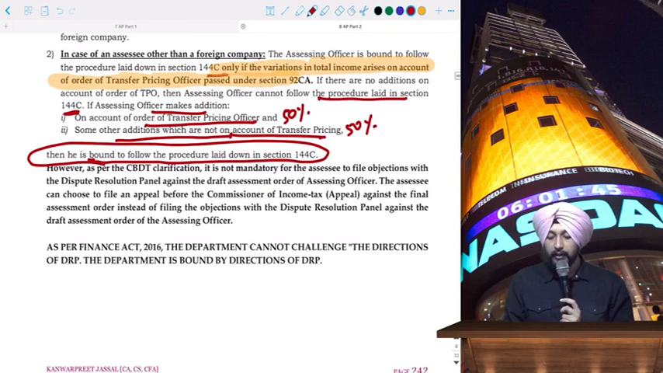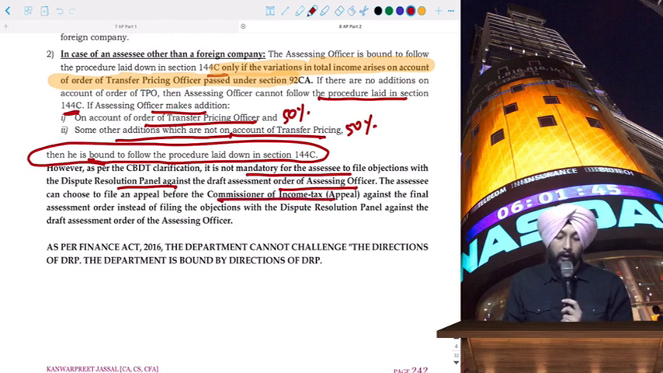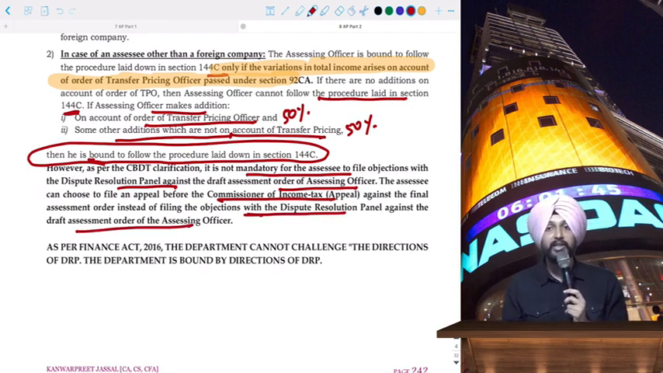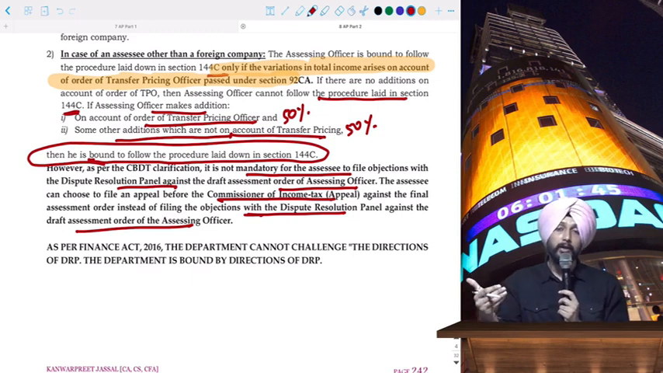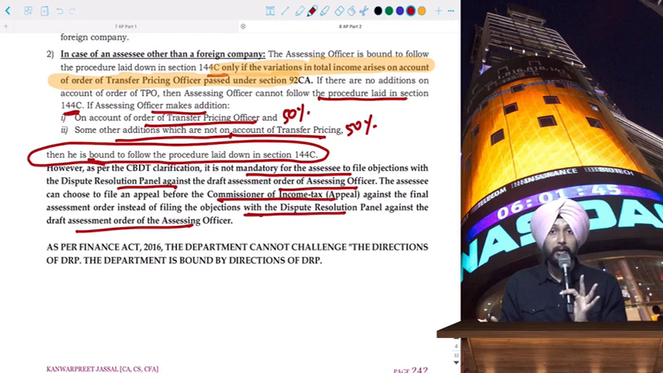However, as per CBDT clarification, it is not mandatory for the SSC to file objection with the DRP against the draft assessment order of the assessing officer. The SSC can directly go to CIT appeals against the order, instead of filing the objection with the DRP. Or they can even go for a revision application to the Commissioner of Income Tax against any assessment. So for SSC, they are not obligated, but for the assessing officer, they are obligated.